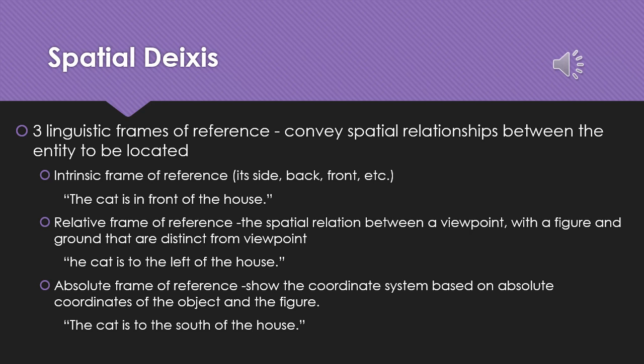And the third one is the absolute frame of reference. It's also a binary system in which the location of an object is defined in relation to arbitrary fixed bearings, such as cardinal directions like north, south, east, and west. For example, the cat is south of the house. So the location of the cat is described independently of the position of the speaker or of any part of the house.